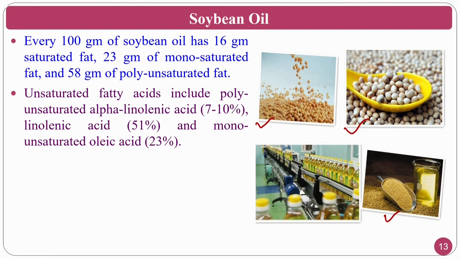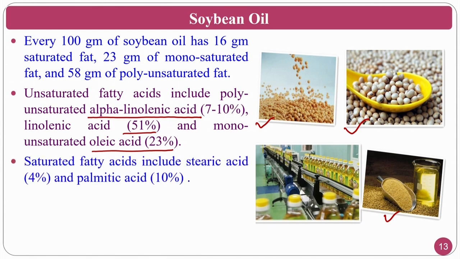Unsaturated fatty acids include polyunsaturated alpha linolenic acid, that is 7 to 10%, linoleic acid is 51%, and monounsaturated oleic acid is 23%. These are the biodegradable fats, which are the chemical names. Saturated fatty acids include stearic acid and palmitic acid. These are the two acids that will be there in the saturated fatty acids. Okay, so you have unsaturated and saturated fatty acids.